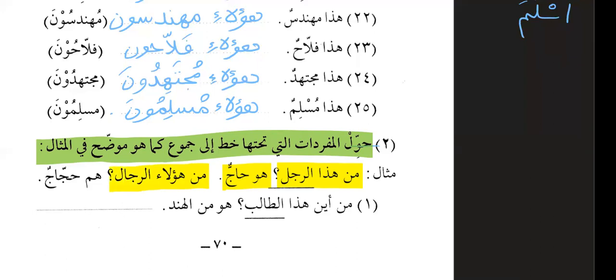So we say من هؤلاء. So we change the word هذا because it has to be changed, and then الرجال, and then هو will become هم, and then حاج would have to be حجاج. So من هؤلاء الرجال؟ هم حجاج. جيد.